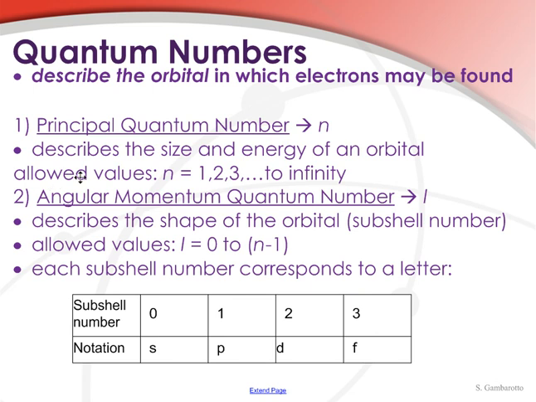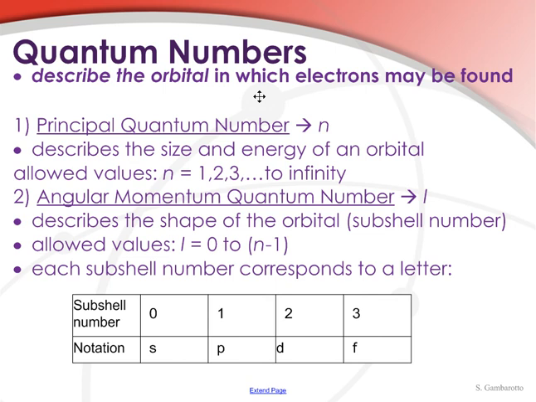We start with n equals 1, so that's the first energy level, up to basically infinity. We only really go as high as 7 on the periodic table, but theoretically we can go up to infinity. So the higher the number, the bigger the size, and the more energy those electrons in that orbital have.